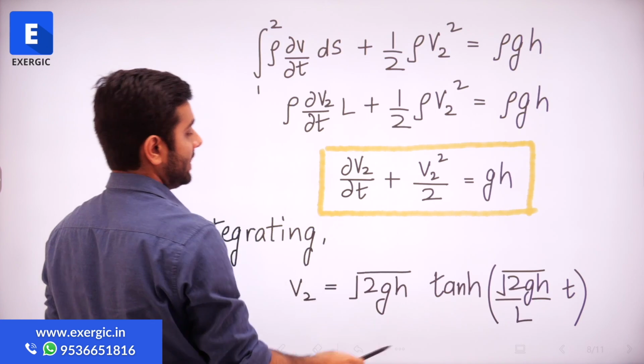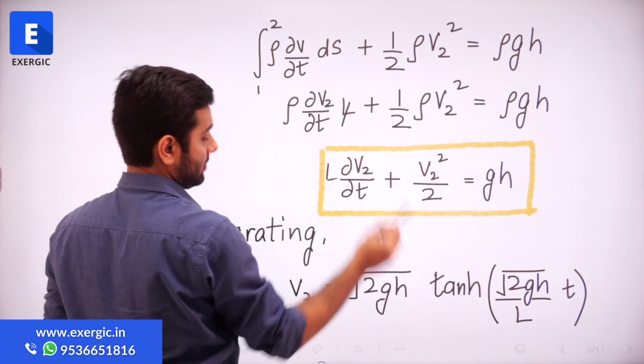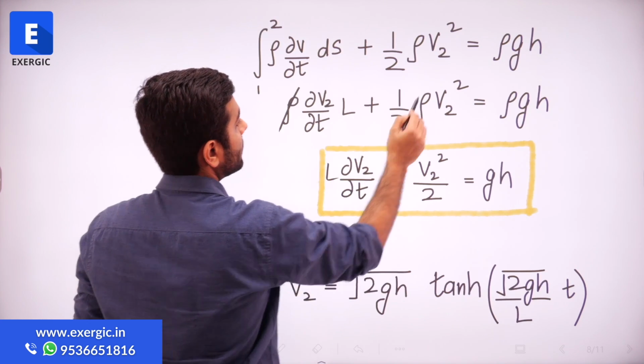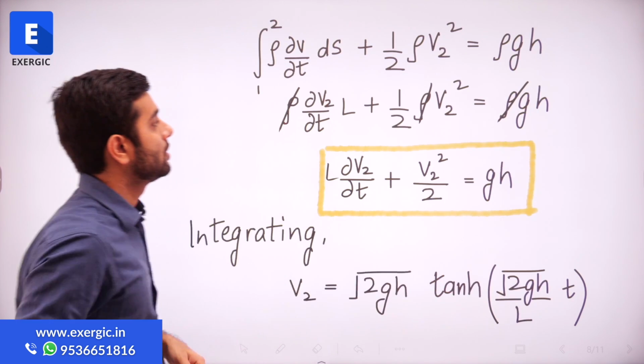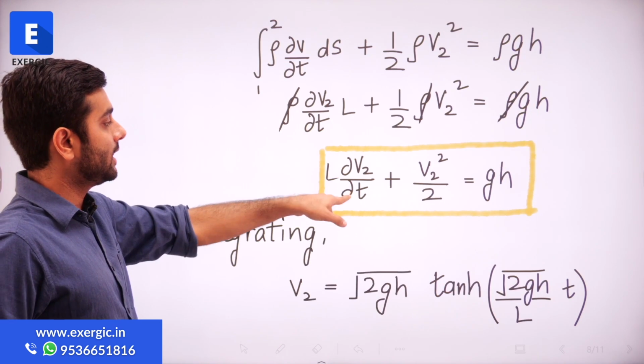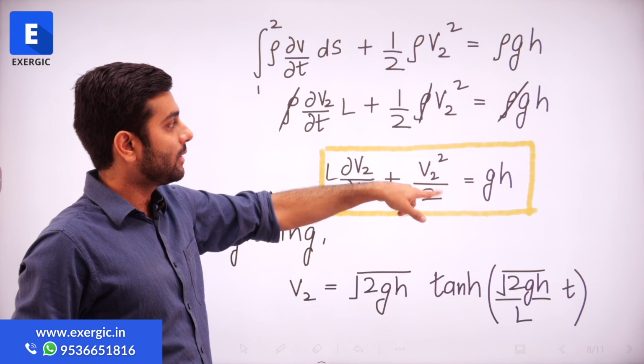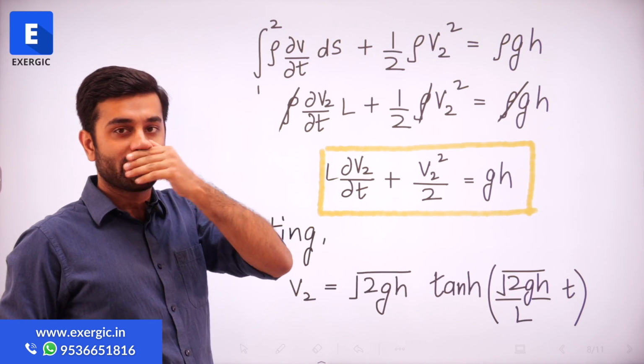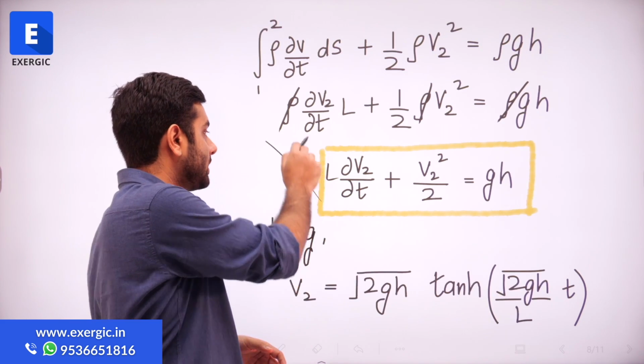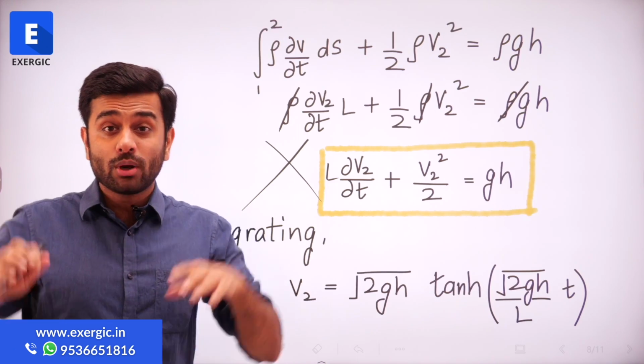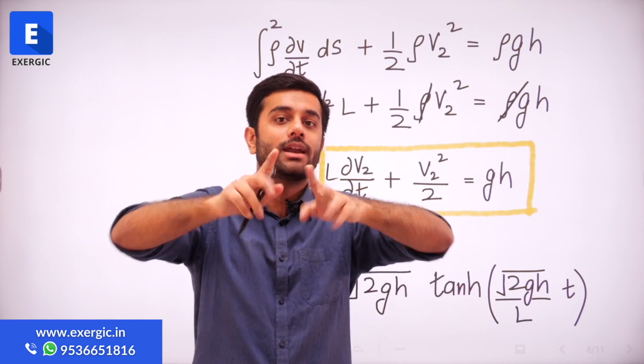And now if you simplify this expression, rho will be gone, rho will be gone, rho will be gone. So we are going to have L del V2 by del t plus V2 square by 2 is equal to GH. Do you need to remember this expression? Not at all. You need to remember the process that I followed.